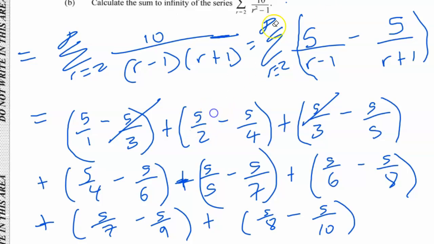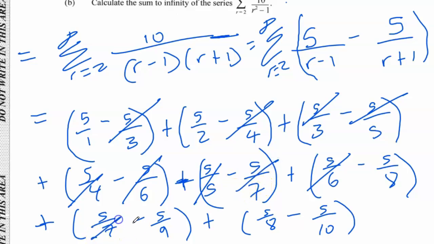Alright. So negative 5/3 cancels with that. Negative 5/2 doesn't cancel with anything. Negative 5/4 will cancel with positive 5/4. Negative 5/5 will cancel with positive 5/5. See the pattern here? Negative 5/6 cancels positive 5/6. Negative 5/7 cancels positive 5/7. Negative 5/8 cancels positive 5/8, and so on. So all the terms in all the brackets will be cancelled except the first two terms.